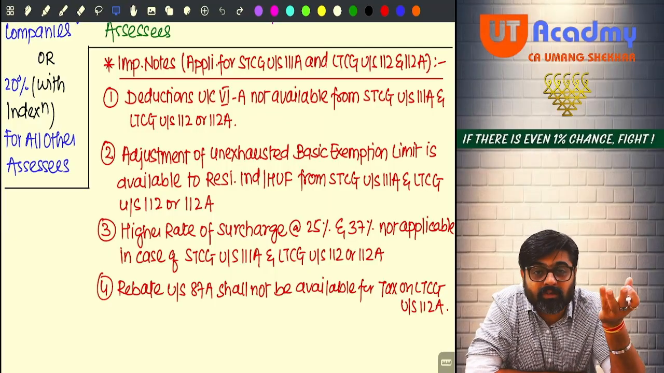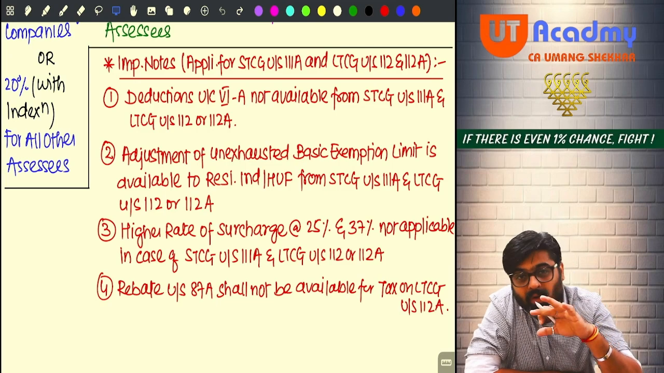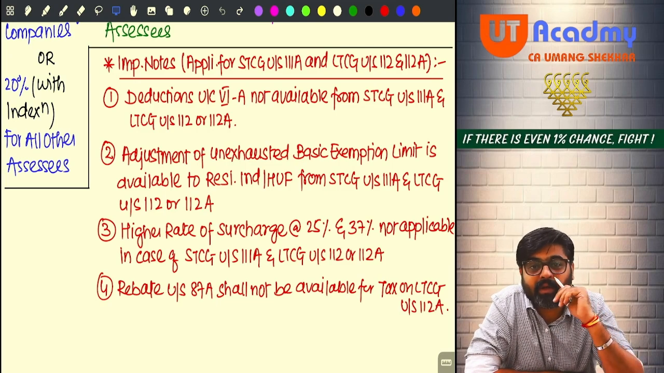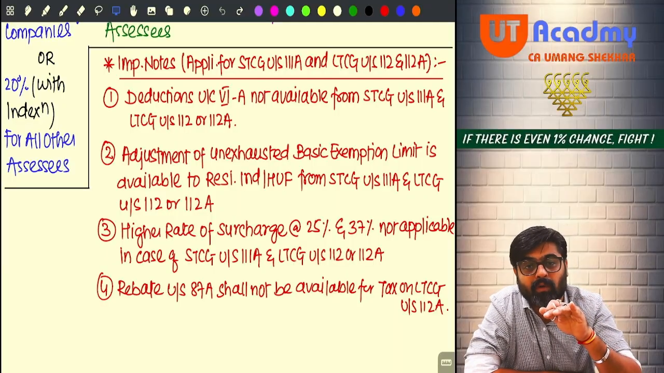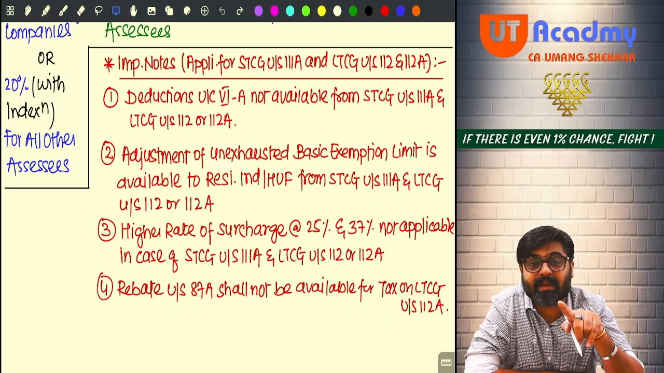Earlier, the shareholders used to get what? Exemption for dividend. Now, all of a sudden, the dividend got taxable in the hands of the shareholder, meaning that 115O, the concept of dividend distribution tax, is eliminated. Just like 115QA is eliminated. Do you remember 115QA? Tax on buyback price. 115QA is eliminated from this year onwards.